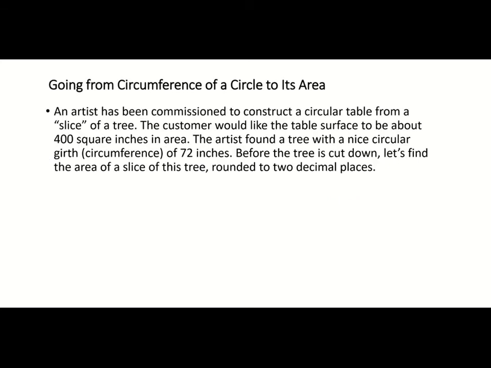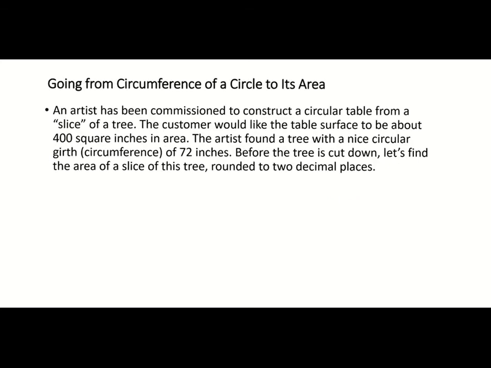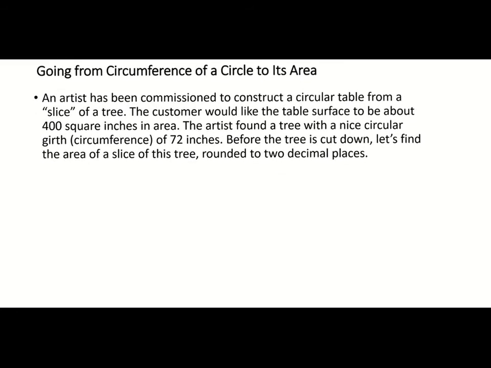All right, the last thing we're going to do here is use the circumference to find the area of a circle. So we have an artist that has been commissioned to construct a circular table from a slice of tree. The customer would like the table surface to be about 400 square inches in area. So the artist went out and found a tree. It has a circumference of 72 inches because you can measure that pretty easily. You can't measure the area until you cut it down. So before the tree is cut down, you want to make sure it's big enough.